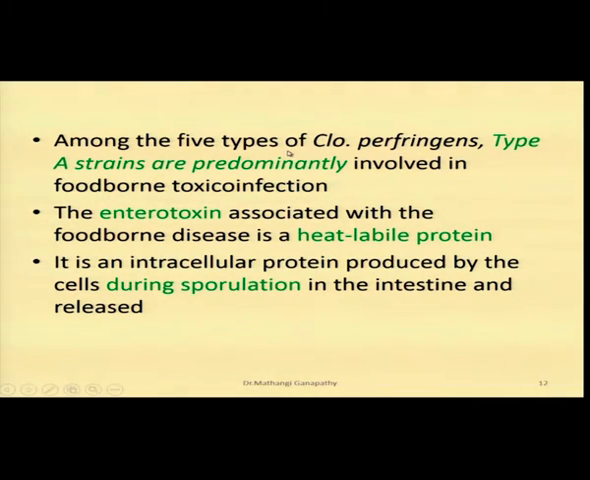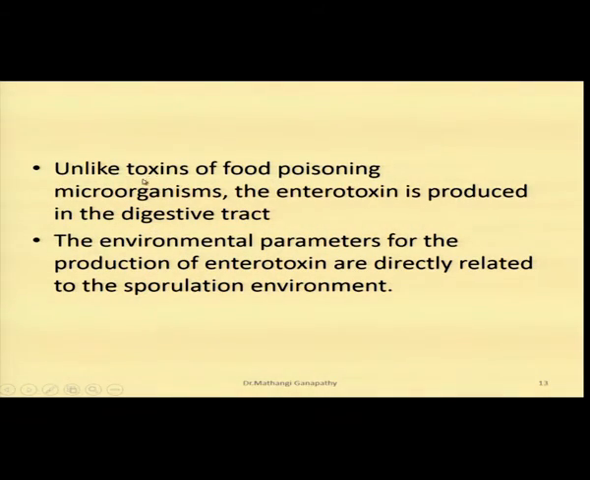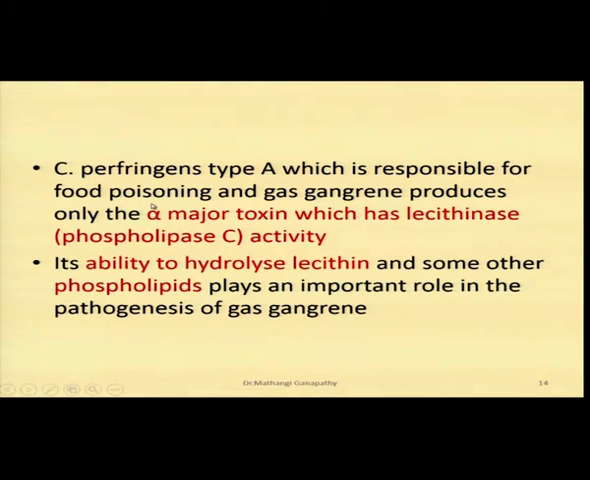Among the 5 types of Clostridium perfringens, type A strains are predominantly involved in foodborne toxico-infection. The toxin, or otherwise the enterotoxin, associated with this foodborne disease is a heat-labile protein. It is an intracellular protein produced by the cells during sporulation in the intestine, and then it is released. Unlike the toxins of food poisoning organisms, the enterotoxin is produced inside the digestive tract. The environmental parameters for the production of enterotoxin are directly related to the sporulation environment.